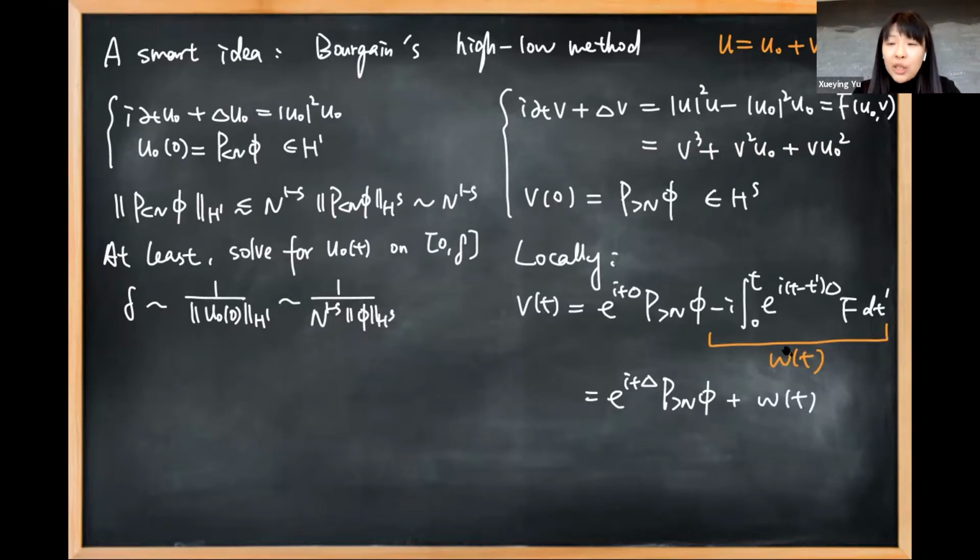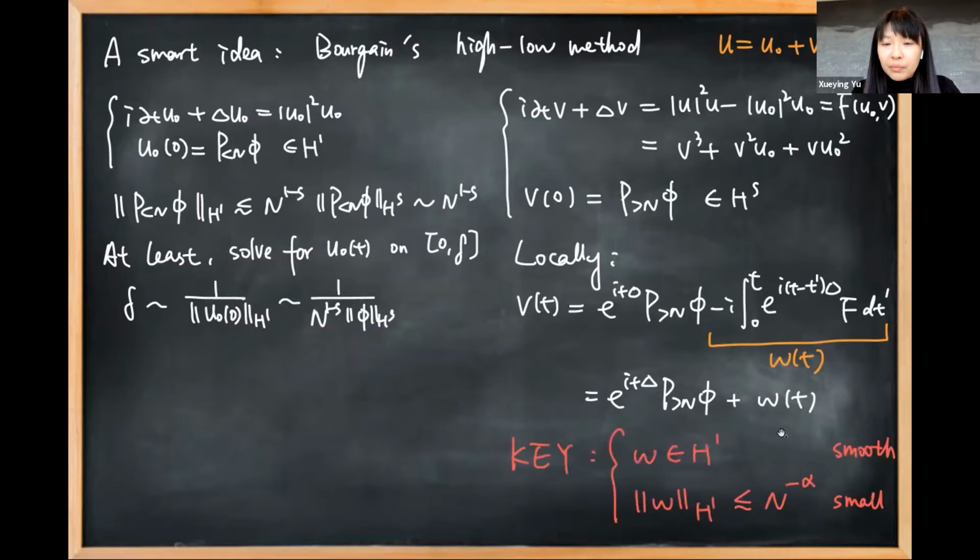To make my notation more compact, I'm going to denote this Duhamel piece by W. Okay, what was the key ingredient in Bourgain's paper? It is the following. You want to show that this Duhamel piece is smooth, meaning it's in H1, the energy space, and it's very small in the energy space. So with this key ingredient, he was able to run the high-low iteration.